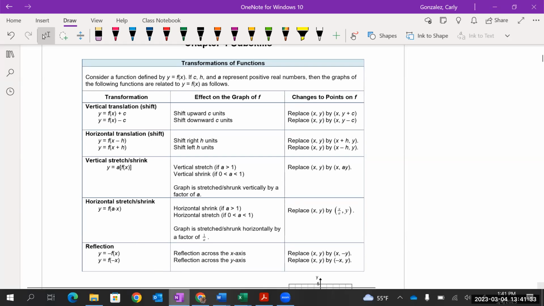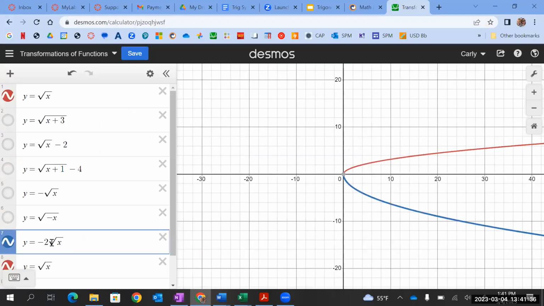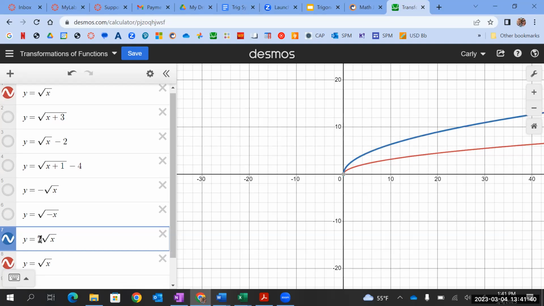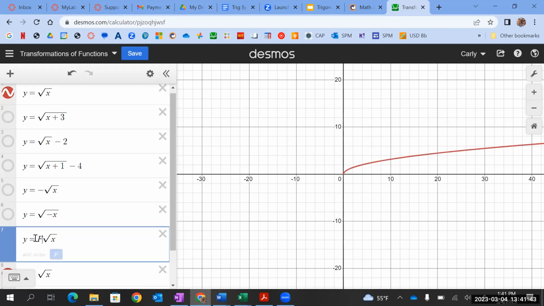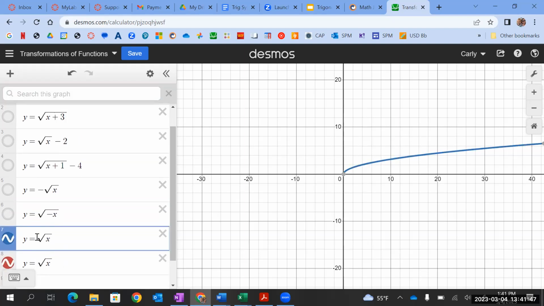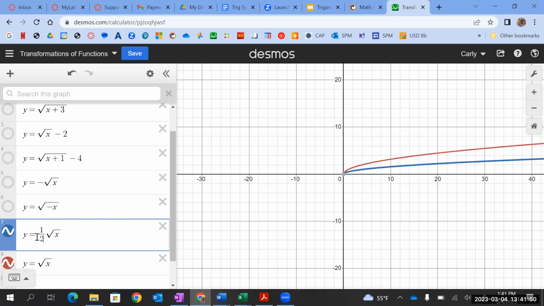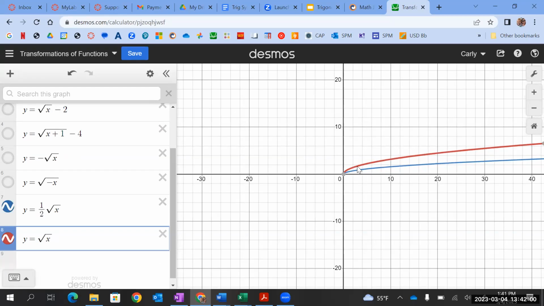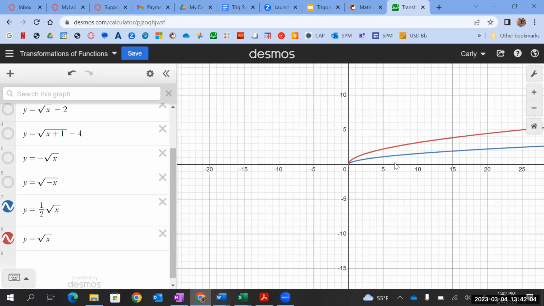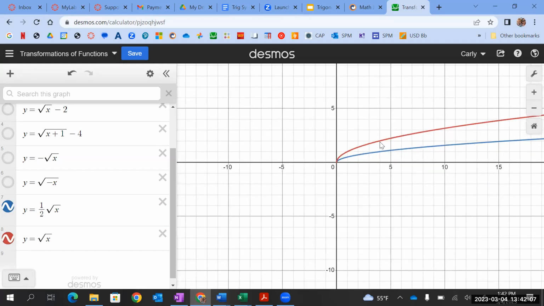And actually, let's go back real quick. I meant to show that as well. If we have 2, but instead we make that a fraction, like 1/2, instead of stretching it by 2, now it will be a vertical shrink by 1/2. So where we had the point (4, 2), now our x value stays the same, but the y value will be multiplied by 1/2. So we'll just get (4, 1), showing that vertical shrink.